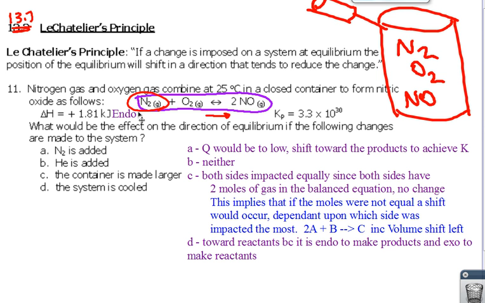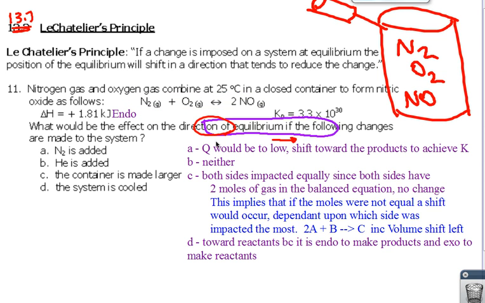There's 1 mole of nitrogen plus 1 mole of oxygen. So this is 2 moles of gas, and that's 2 moles of gas. Both sides are impacted equally by this shift in the volume. If they had not been equal, like I have here in blue, if it had been 2 and 1, which is 3 versus 1, we would have a volume shift to the left because that side's the larger side. More on that in class.